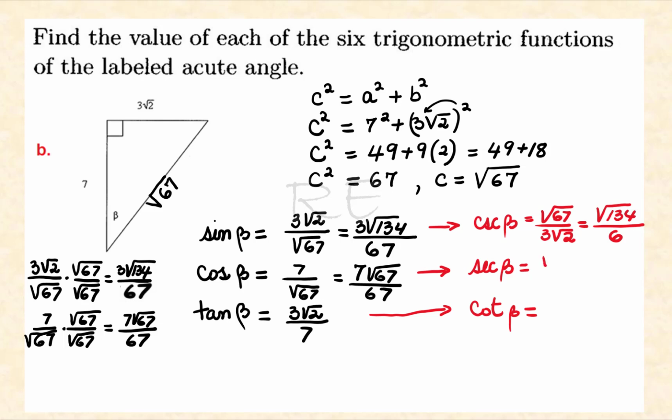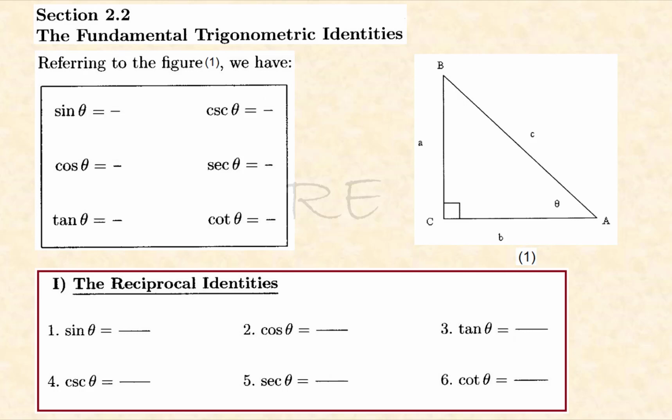Secant beta is the reciprocal of cosine beta. So secant beta is square root of 67 divided by 7. Cotangent beta is the reciprocal of tangent beta. So it's 7 square root of 2 over 3 times 2, over 6. If we replace the length of the side by lowercase letters, then we will obtain these ratios.